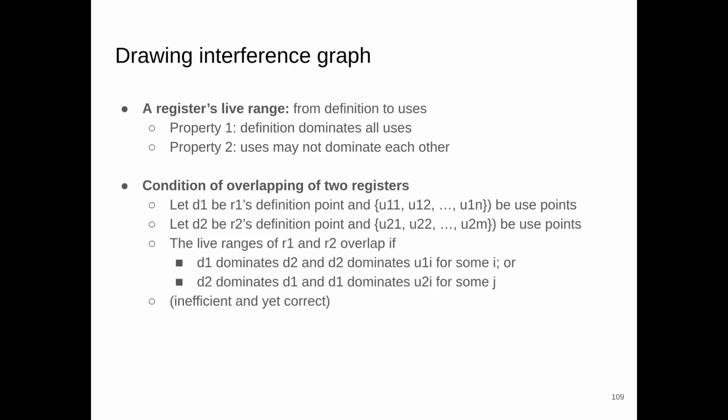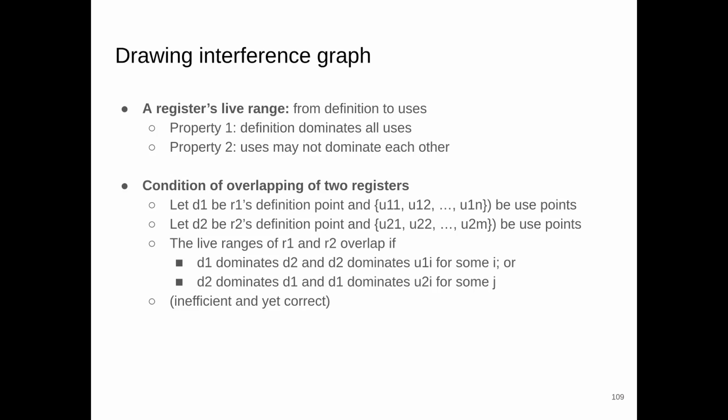On the other hand, conversely, if D2 dominates D1 and D1 dominates some use of R2, then at the time that R1 is defined at D1, R2 has already been defined, and its value will be used later than R1 is defined. As a result, at D1, two values for R1 and R2 should be remembered at the same time. So they are interfering with each other.